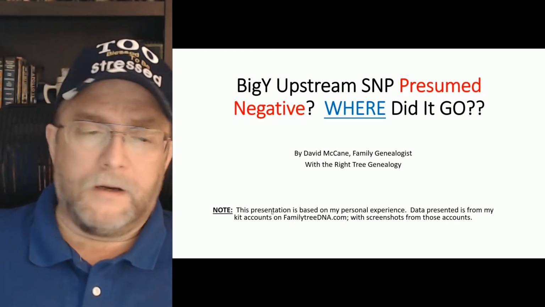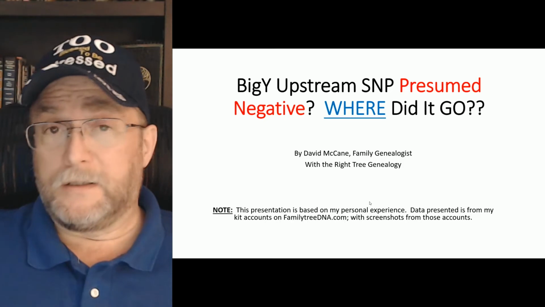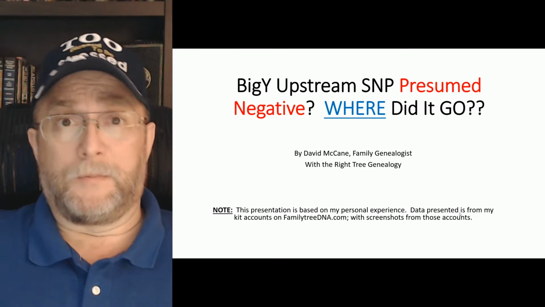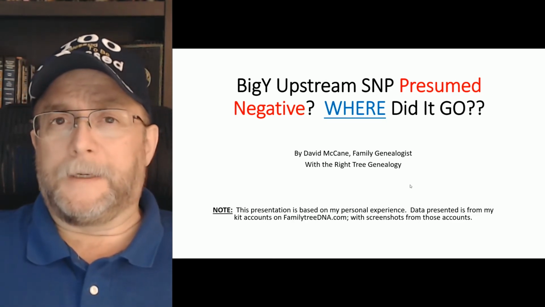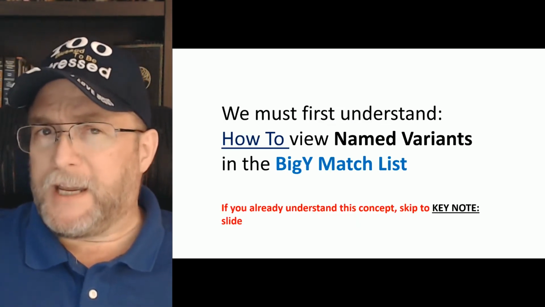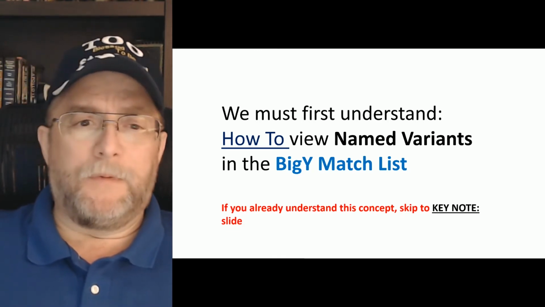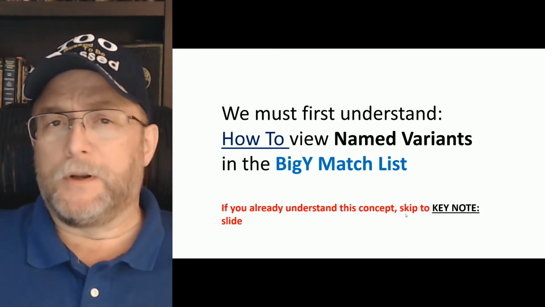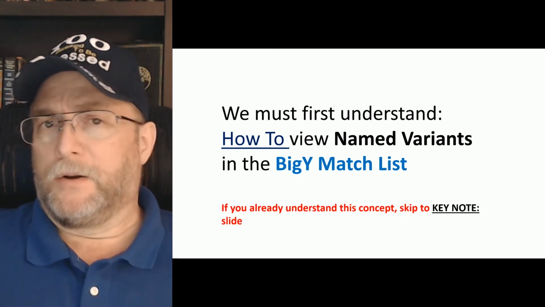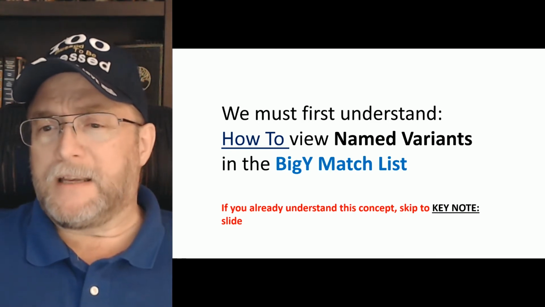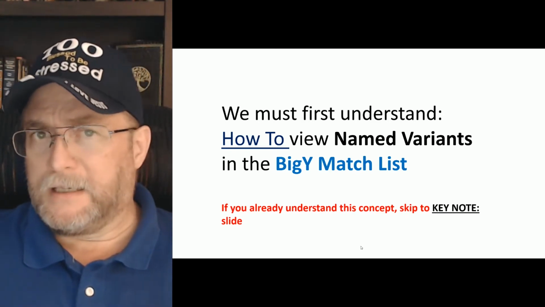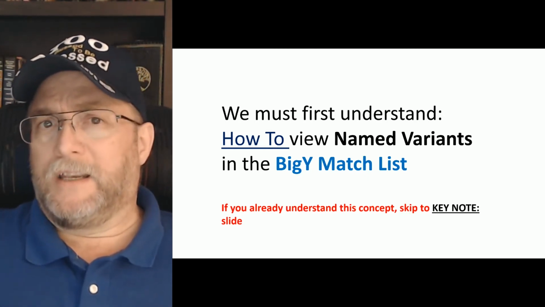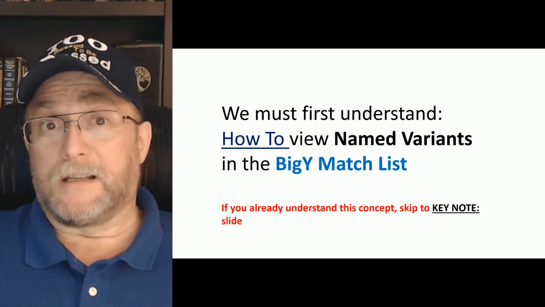Now, a little note here: this presentation is based on my experiences and information that I've picked up over time with my research, and the data comes from my kits from Family Tree DNA. We must first understand how to view named variants in the BigY match list. If you're experienced in this, and I've got this note at the bottom, if you understand how to look at your named variants and look them up, you can skip past this to the keynote slide that's in this presentation. It's a few slides down, so just go on to that, and then you can pick up with me as I discuss the next level.